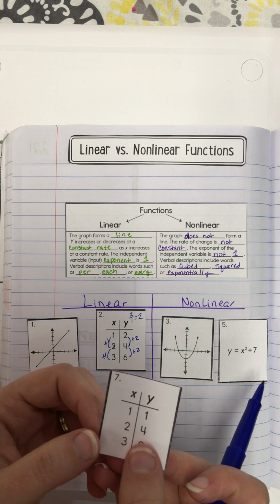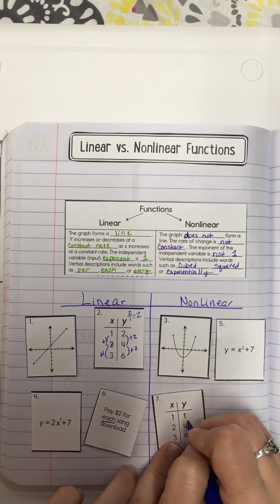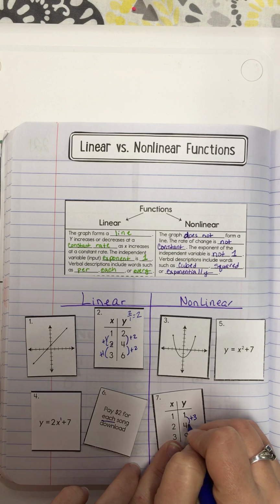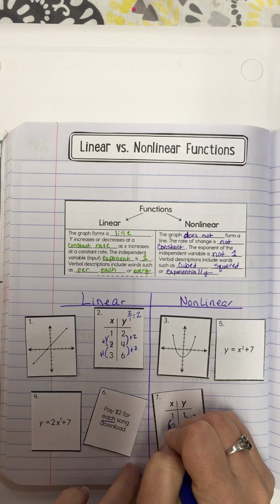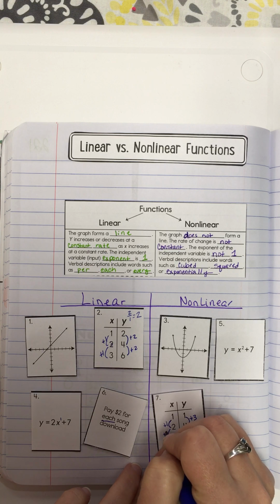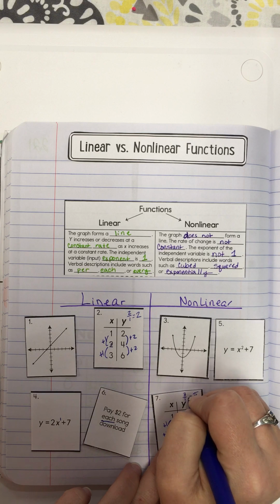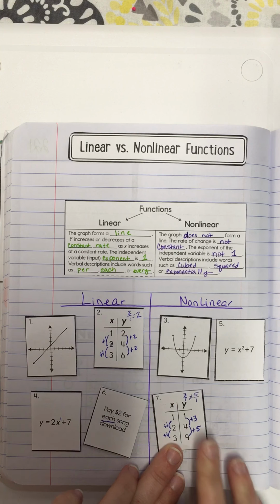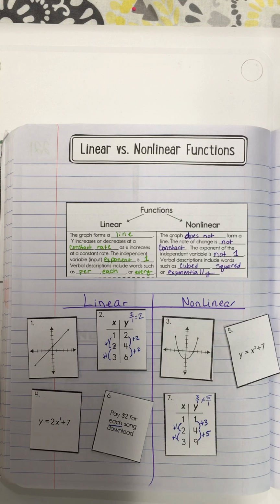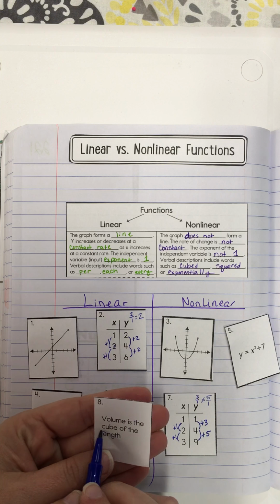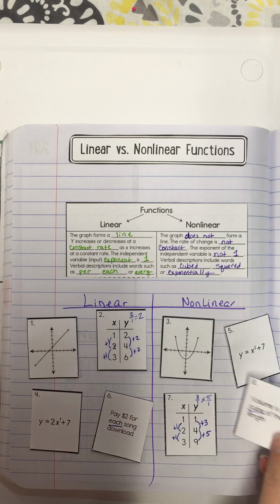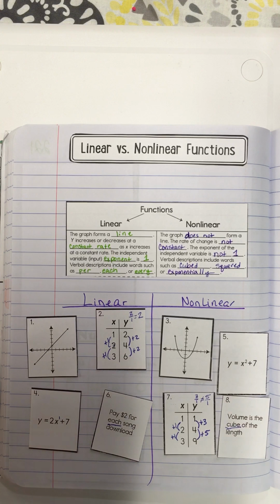Let's look at number 7. I'm increasing by 3, and then I'm increasing by 5, but it's an increase of 1 over here. So I have 3 over 1 and I have 5 over 1, and those are not equal. So it is not linear. And then the last one says volume is the cube of the length, and so that's a nonlinear term. So you're going to glue those down, and then we'll move on to the right-hand side.